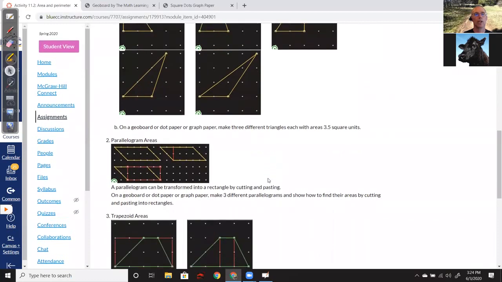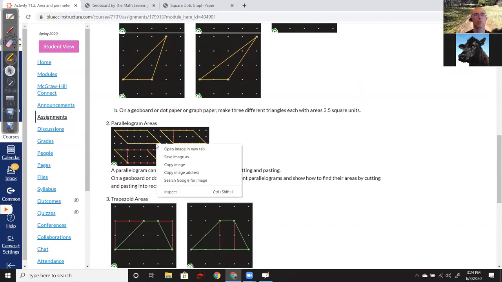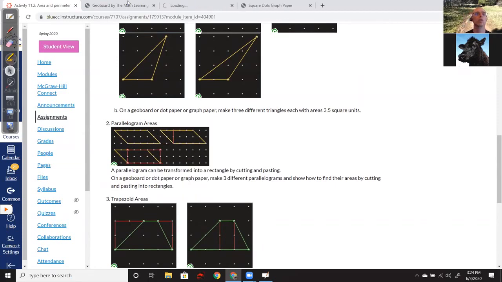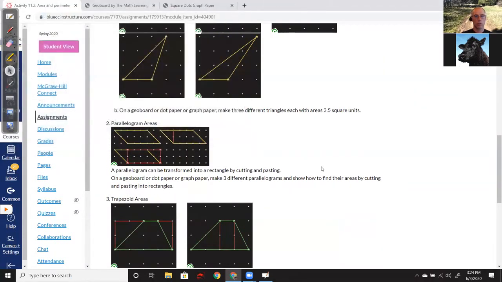Okay, so getting there. Next, play around with parallelograms. What I'd like you to do is think about this picture here. Let me bring that into a new window. It won't let me do that easily, okay. We will just zoom in.